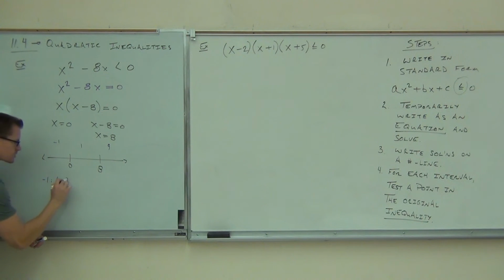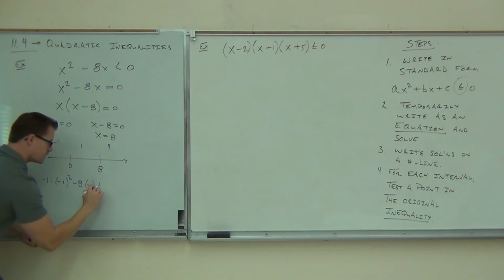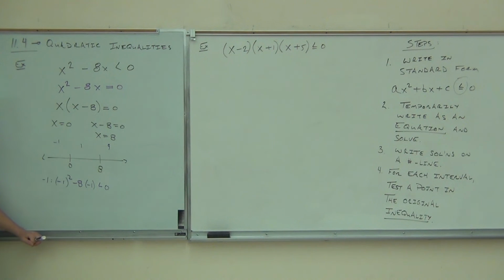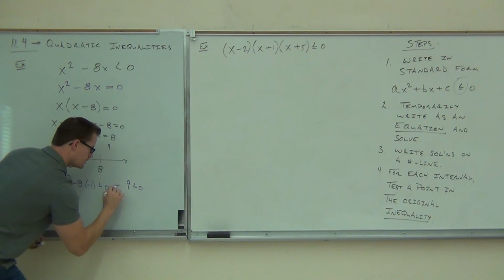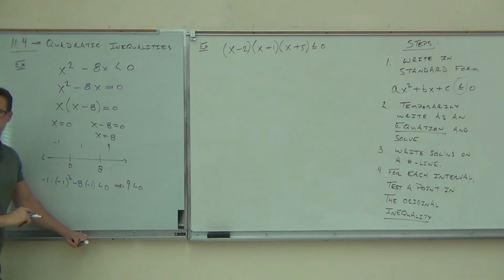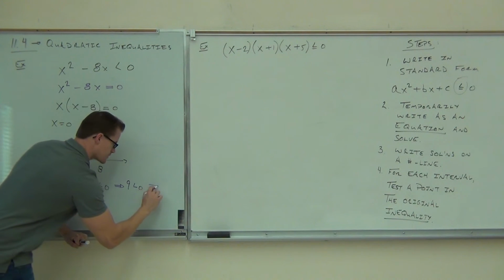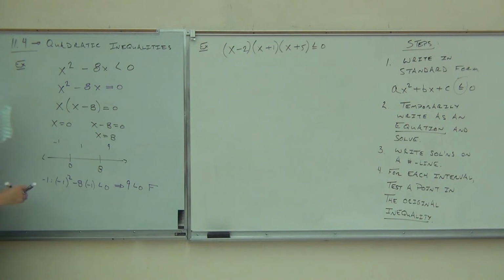you get -1 squared minus 8 times -1 less than 0. That all gives you 9. True or false? False. Definitely a false statement. 9 is not less than 0.